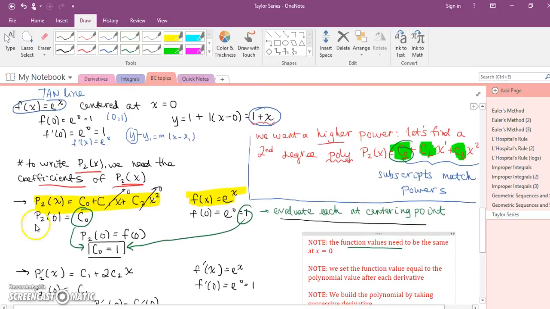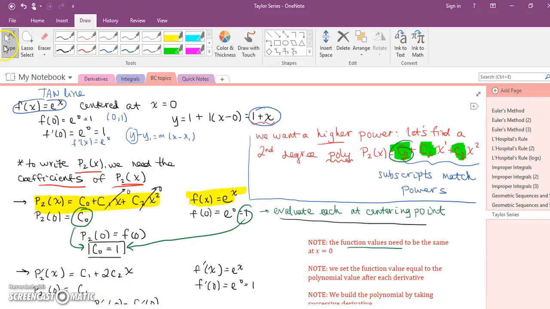Let's get more. To get the next coefficient, c sub 1, we're going to take the derivative of p. Well, the derivative of c naught, that's a constant, is 0. Derivative of c1x is c1. Derivative of c2x squared is 2c2x. The derivative of f is just e to the x. Evaluate both first derivatives at 0.